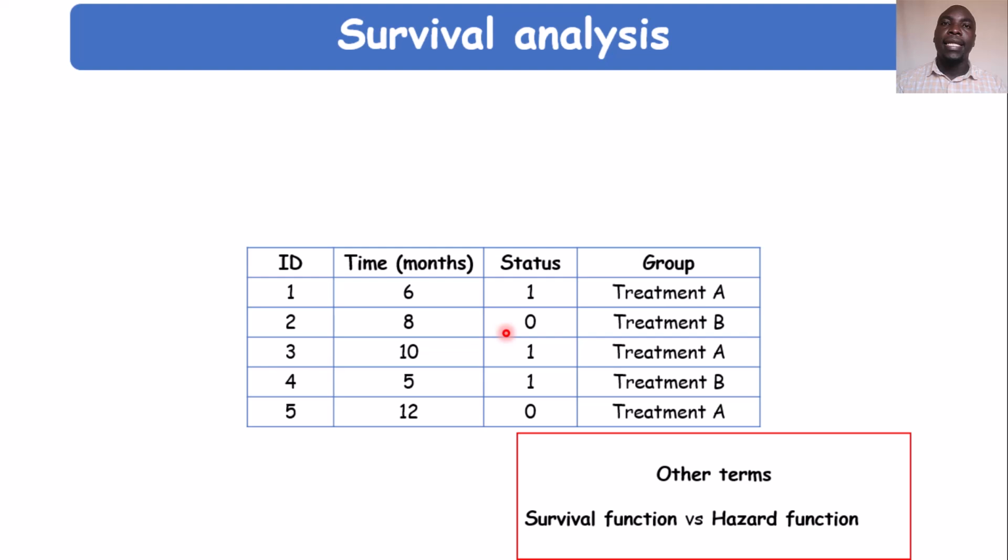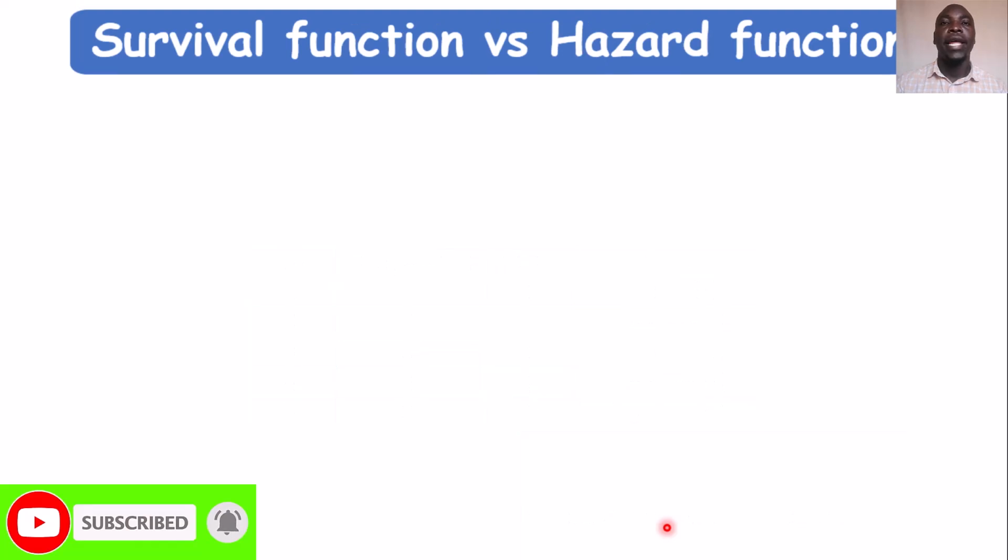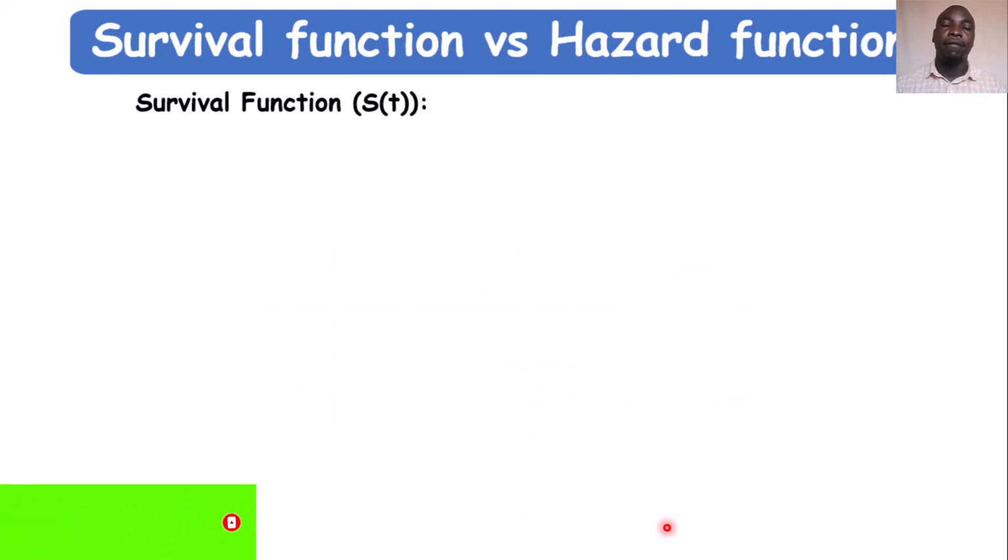Besides those, there are also 2 other important variables that you keep coming across quite often in survival analysis, during interpretations, during reporting, and that is the survival function and the hazard function. The survival probability or the hazard. And what are these 2 terms? Let's look at the survival function.